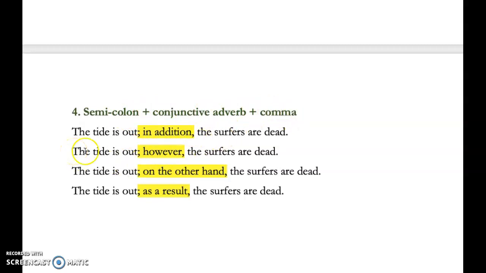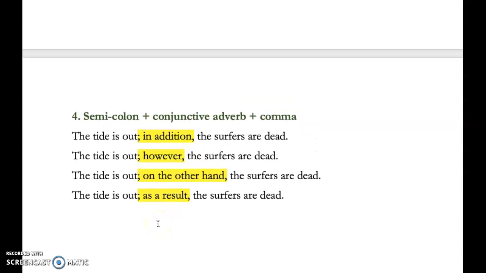Another example could be, the tide is out, however, the surfers are dead. And hopefully this reminds you of the sentence, the tide is out, but the surfers are dead. However is just a slightly fancier way to say it, and if you're going to use it, you need the semicolon on one side and the comma on the other. Here's another example. The tide is out, semicolon. On the other hand, this could be an example of the or fanboys. On the other hand, the surfers are dead. Or the tide is out, semicolon. As a result, comma, the surfers are dead. And this is very similar to the so.